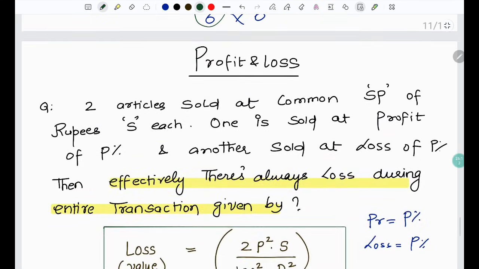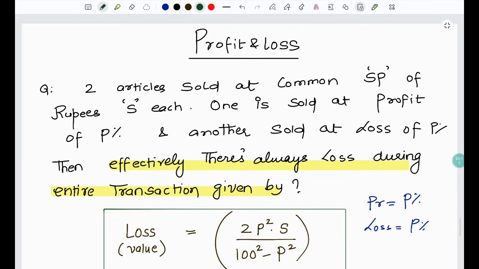Here is another statement based result from the profit loss chapter. It says if two articles, let us say this was a pot, another pot, they both were sold at a common selling price. Let us say both were sold at a common selling price of 100 rupees each. One is sold at a profit of P%. Let us say that fixed profit is 20%, and another at a loss of P%. Then effectively there is always a loss.